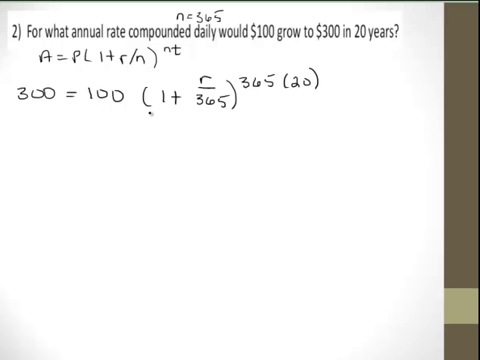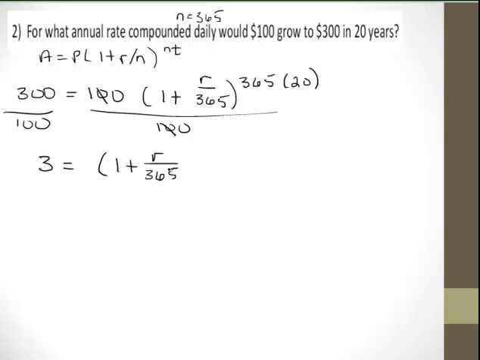Okay, where do we go from here? I think we need to divide by 100, and I'm going to go ahead and multiply out this exponent. So we divide by 100. And we get 3 is equal to 1 plus r over 365 all to the 7,300.